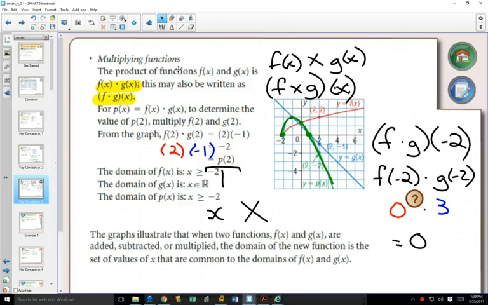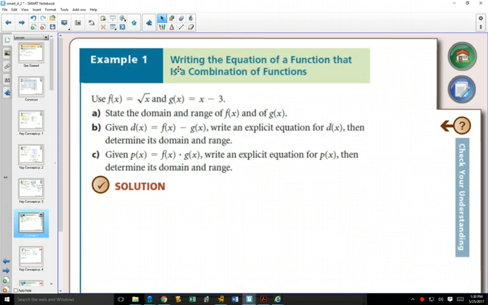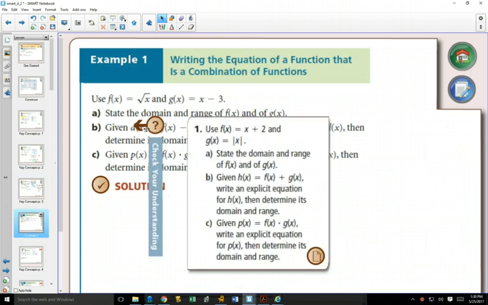Again, just like before, the domain is where both domains intersect. So that's important to see for multiplication. For adding, subtracting, and multiplication, the domain is just where the 2 intersect. Dividing gets a little bit different, but we won't do dividing until we're done with example 1, and we'll do example 1 right now.